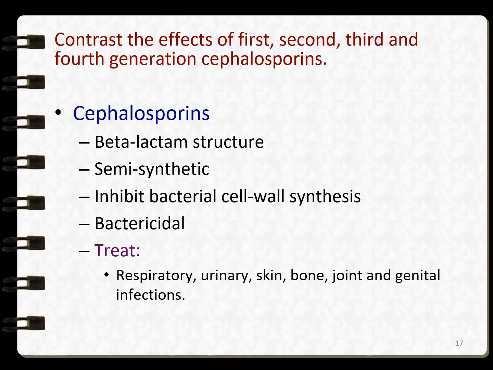If we contrast the effects of the first, second, third, and fourth generation cephalosporins, they also have a beta-lactam structure. They are semi-synthetic. They inhibit bacterial cell wall synthesis. They are bactericidal, and they will treat respiratory, urinary, skin, bone, joint, and genital infections.